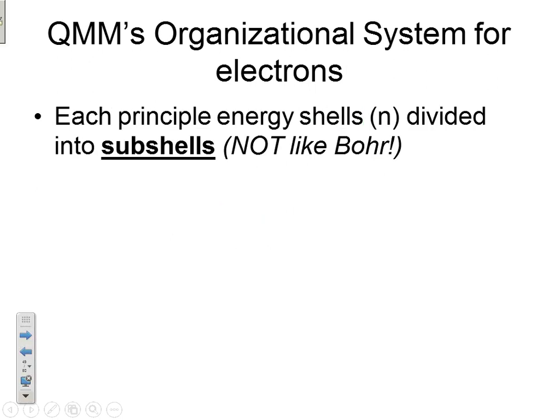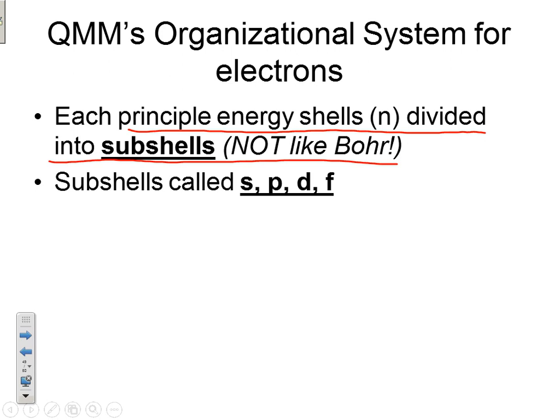But now, within the energy shell, we break n down further into the subshells. And this is not like Bohr. So each principal energy shell is divided into subshells. The subshells have names, and the names are weird. The names for the subshells are s, p, d, and f. And there is a quantum mechanical reason for why they are these particular letters. And they're lowercase. They have to be lowercase, not uppercase. But those are the names for the subshells.